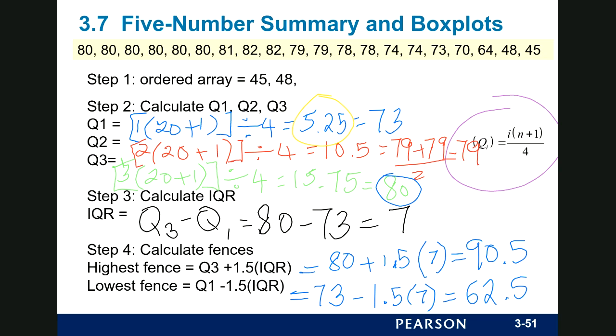Okay, I see a couple points here. Jason, you asked me where does the 1.5 come from? This is a standard formula. The 1.5 is a standard formula, I'm giving that to you. That's the formula we're going to use when you calculate highest and lowest fence. So that doesn't come from anywhere.